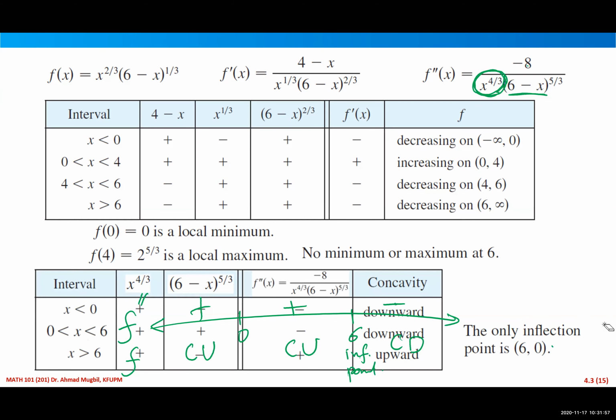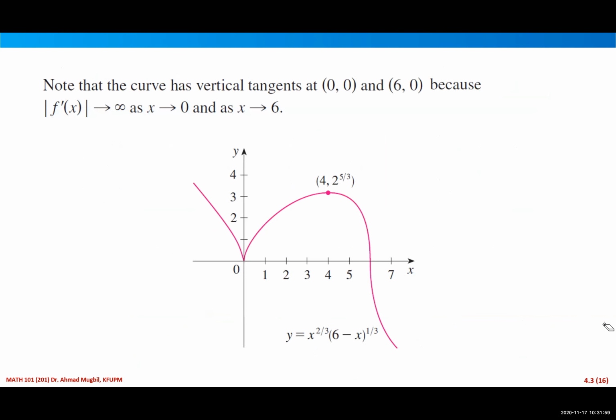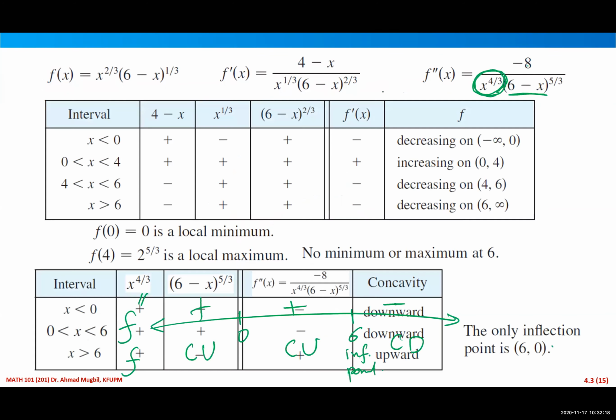Okay, now you are ready to combine all of this information to sketch the graph. As I said, usually we will not ask you to do that, unless maybe in the quizzes. Now, you need to combine all the information that you had before. Also, you may think about the vertical tangents. Of course, the function has vertical tangents because the first derivative is undefined at 0 and at 6.